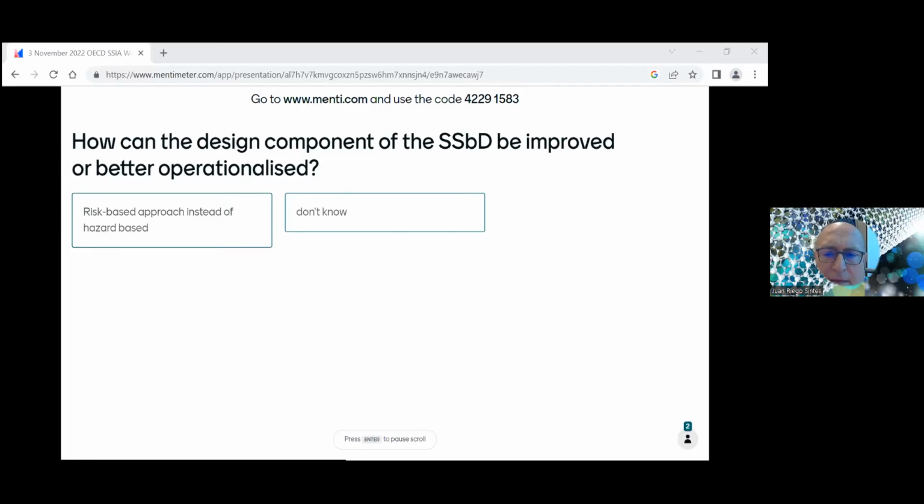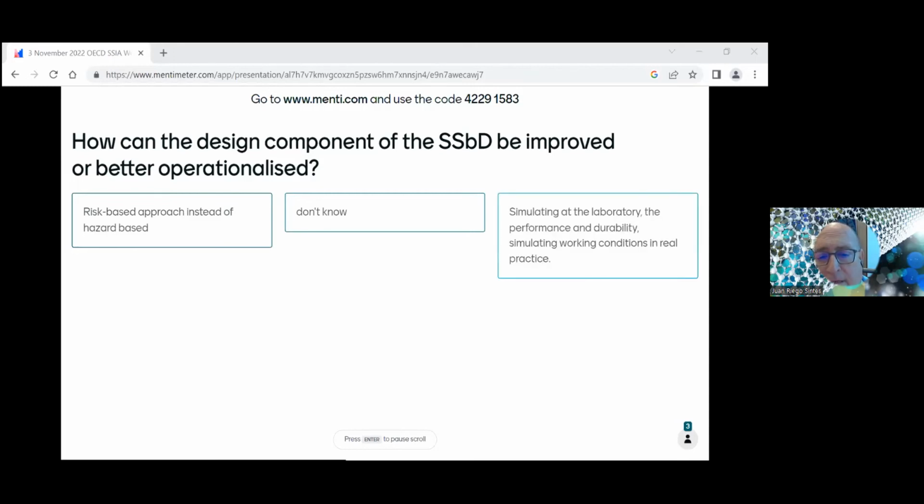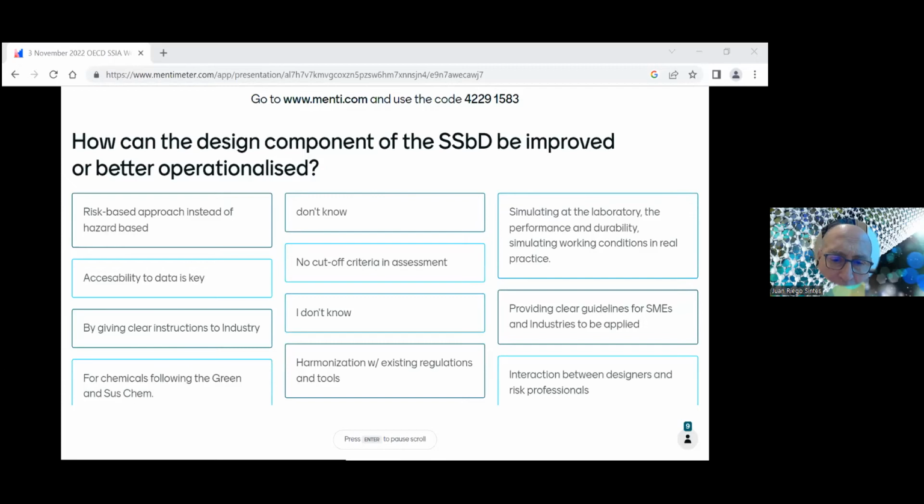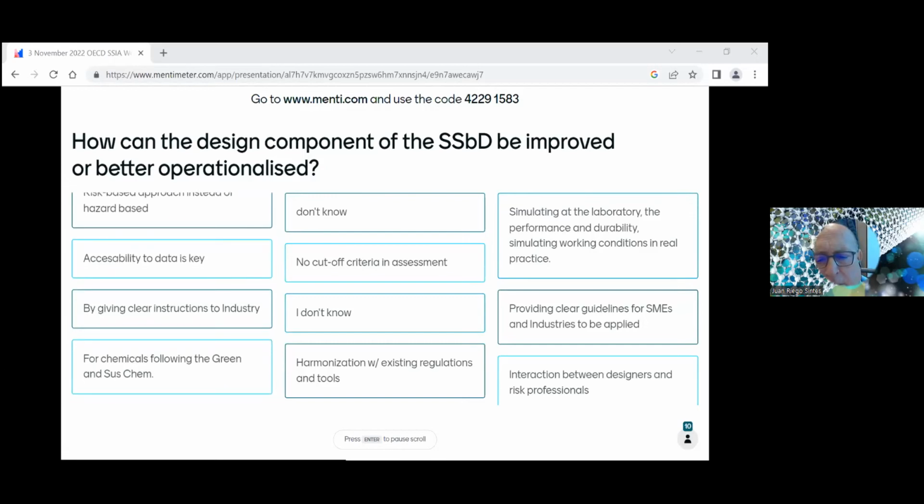And how the design has to be improved, or let's say implemented, and well, how can this be improved? Of course, in many cases we will find the situation where we do not really have enough data, or we only have partial availability of data regarding similar materials or chemicals.